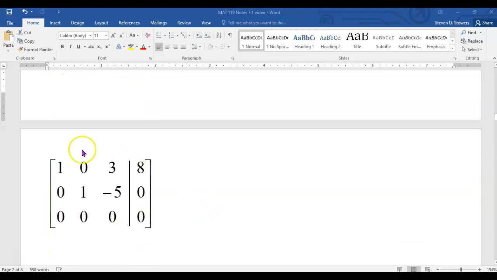Okay, and what about this one? If there's a row of all zeros, it has to be at the bottom. Check. First thing that isn't a 0 has to be a 1. Check. Those leading ones get further over to the right as we go down. Check. And everything above or below one of those leading ones in the same column has to be a 0. Check. So all four conditions check out, and this is in reduced row echelon form.